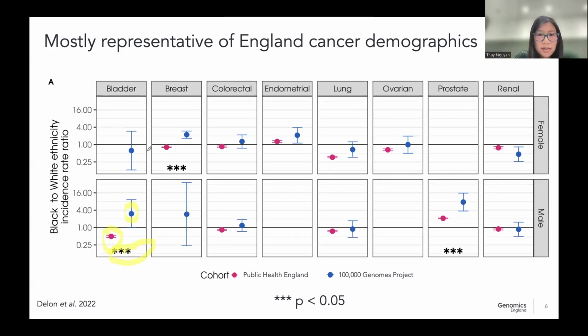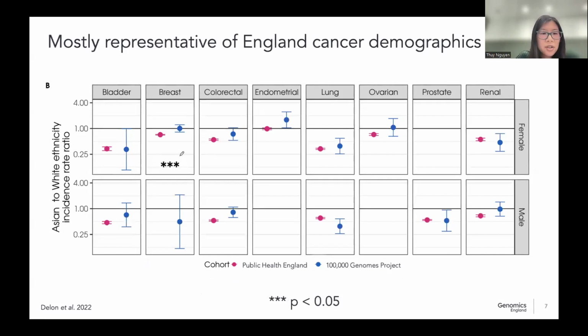If you look across all the cancers, you'll notice that you won't see a lot of significant difference between the 100,000 Genomes Project and England itself. And whenever you do see a difference, you'll notice that the minority ethnicity is actually at a higher proportion than you would expect in England. So this happens in bladder cancer, as we just showed, breast cancer here, and prostate cancer over here. So we're looking at Black to white ethnicity ratios, and you'll see something similar when you look at Asian to white ethnicity ratios. So Asian ethnicities are represented higher than white ethnicity in breast cancer.